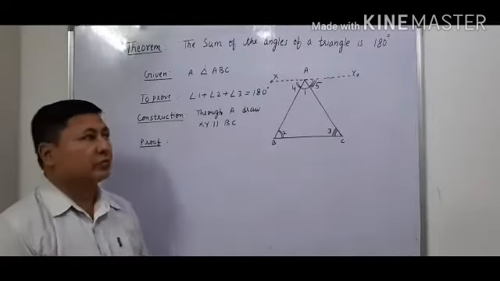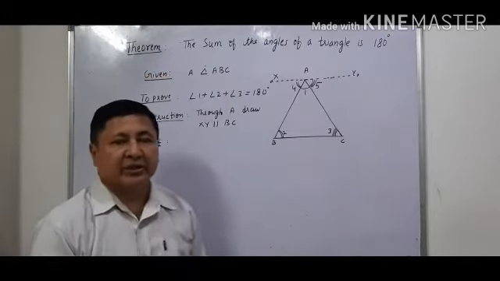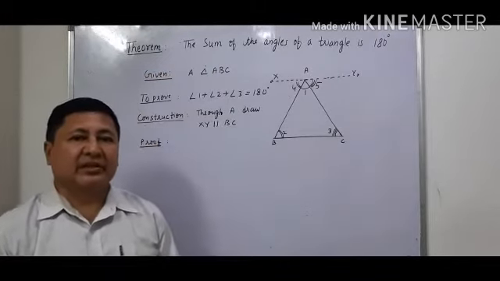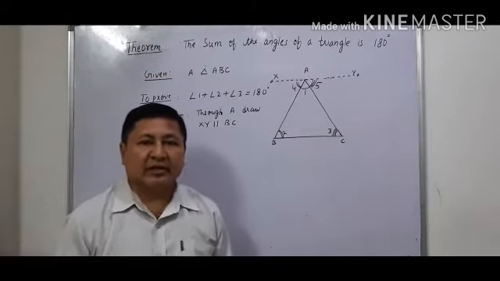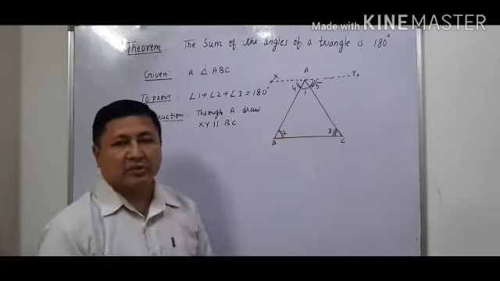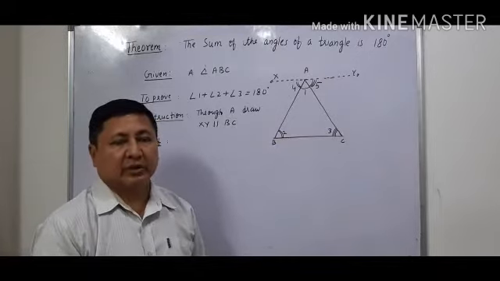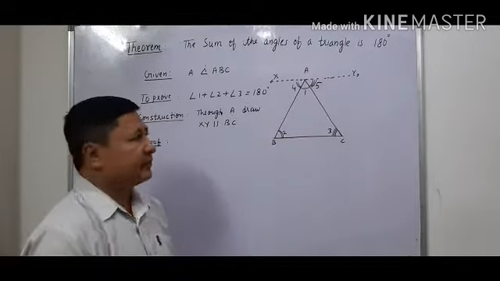Now let us prove the theorem: the sum of the angles of a triangle is 180 degrees. In the lower classes, in 7th and 8th class, you have seen that when we add all the angles of a triangle, it is equal to 180 degrees. Now today we are going to prove it, why it is equal to 180 degrees.